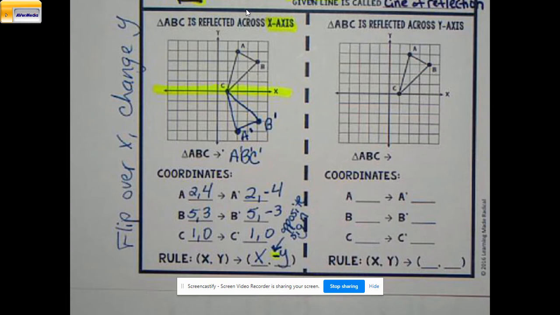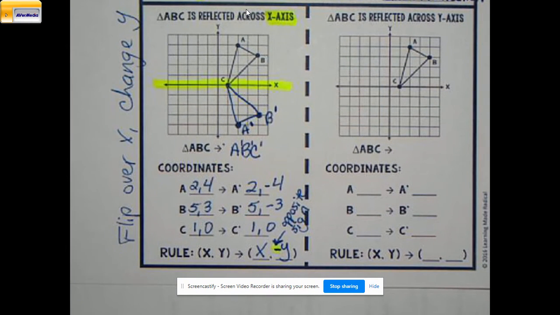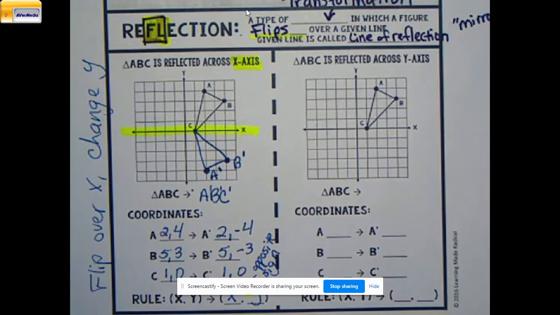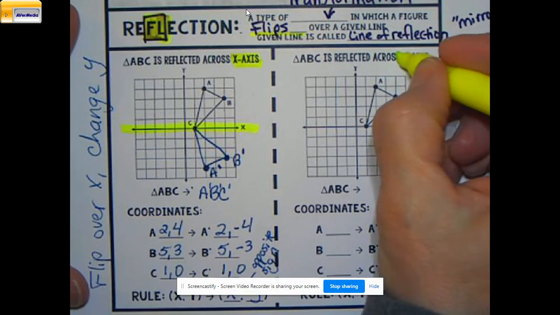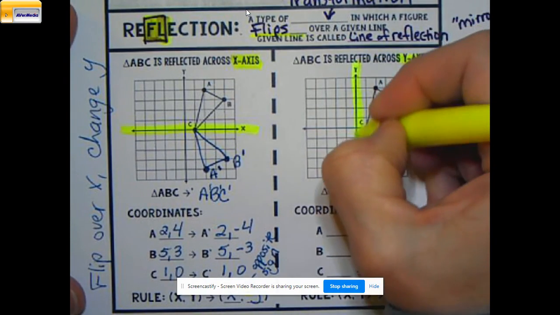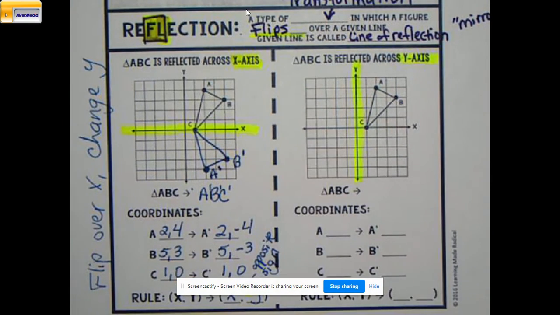So for our second video, now we're going to look at what happens if we reflect over the y-axis. And you can probably predict what's going to happen. So if I reflect over y, now this is my line of reflection. That means it's going to move from this side to the other side. So I already can anticipate where my triangle will end up.